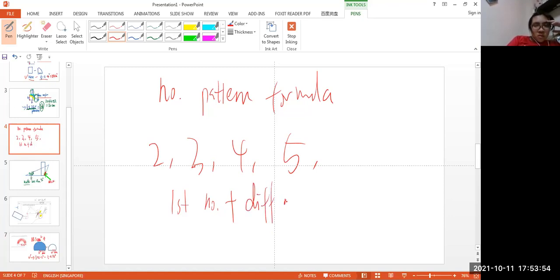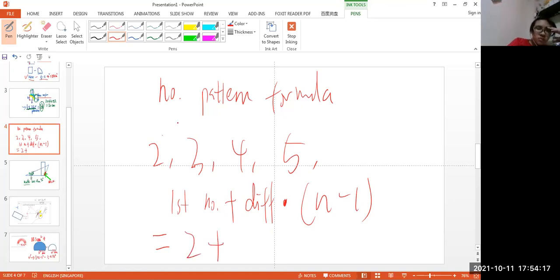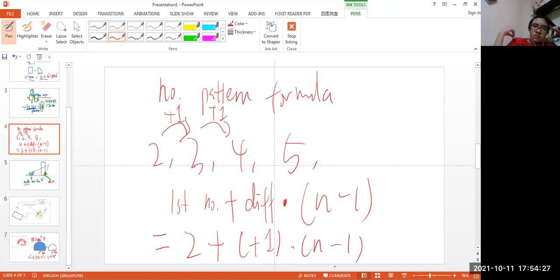Difference. Times the bracket n minus 1. So in this case, which one is the first number? Two. Yes. So what's the difference? Plus 1, plus 1. It's plus 1, not 1. It's plus 1. Okay, it's plus 1.